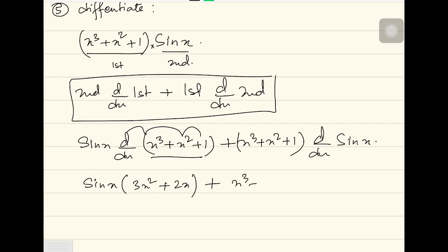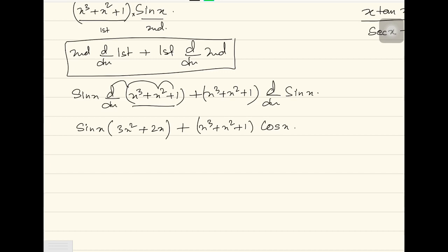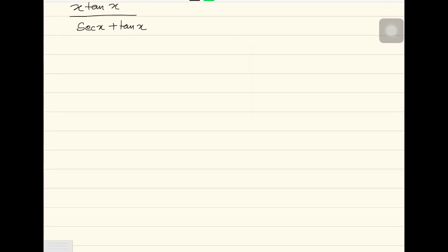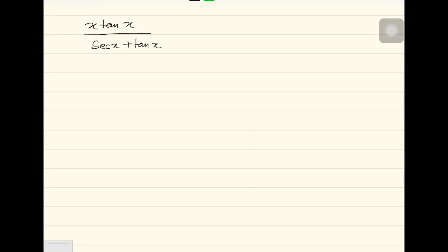Plus (x cube plus x square plus 1). And what is d/dx of sine x, everyone? Cos of x, isn't it? Okay, look at the standard formula. So that gives me finally (3x square plus 2x) sine x plus (x cube plus x square plus 1) cos x. So no need to open the bracket, that will be enough. Correct? Okay, and finally the last one for today, and that is differentiate x tan x.